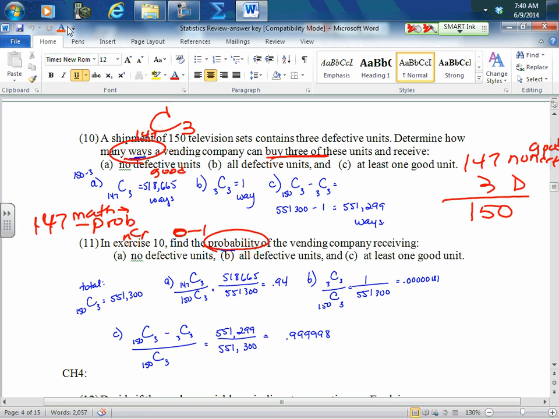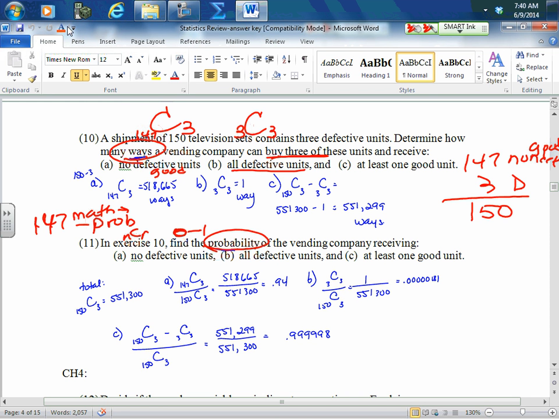Okay, how many ways? Again, can you pick 3, any order? Out of all defectives, how many defectives do you have? 3. So you can only do 3 C 3. And 3 C 3 is 1. There's only one way you're going to choose 3 defective units.